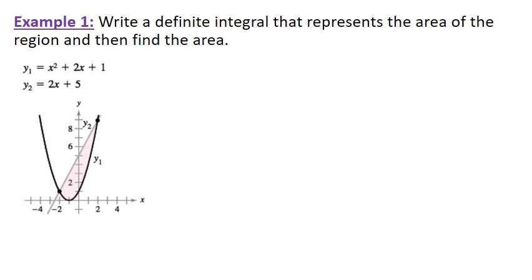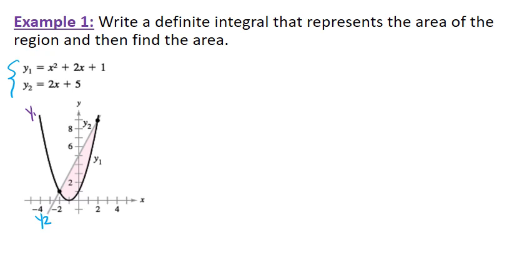Here in example 1, we want to write a definite integral that represents the area of the region and then find that area. So here you're given two functions. y1 is the quadratic function and y2 is just the linear function. So you should be able to tell that this is y1 and this line is y2. Sometimes you'll only be given the functions, and if that's the case, you will want to sketch a picture of it or graph it in a calculator so that you can tell what the graph looks like.